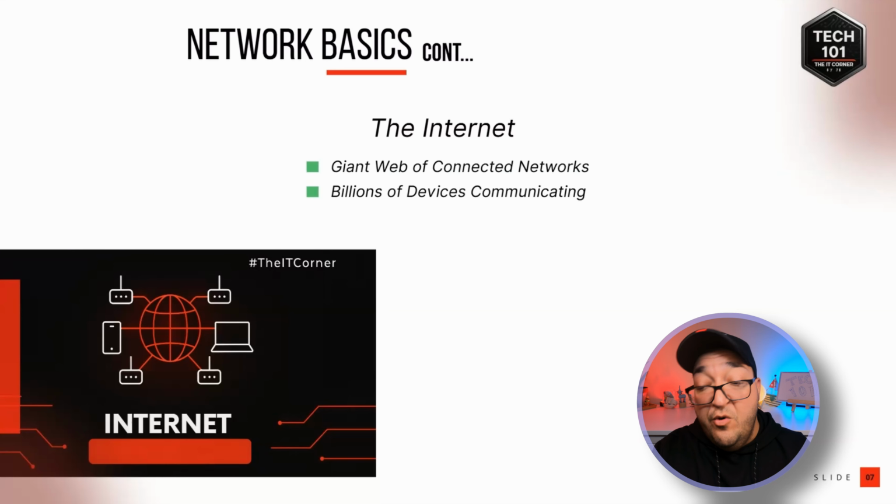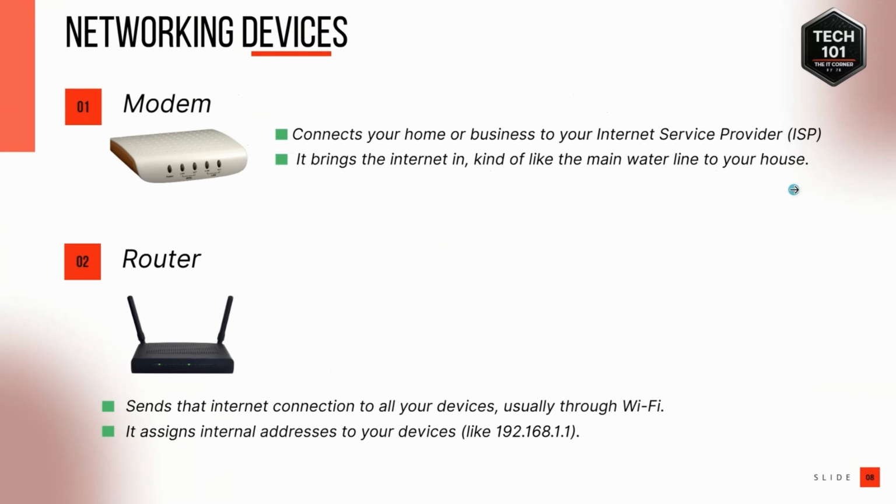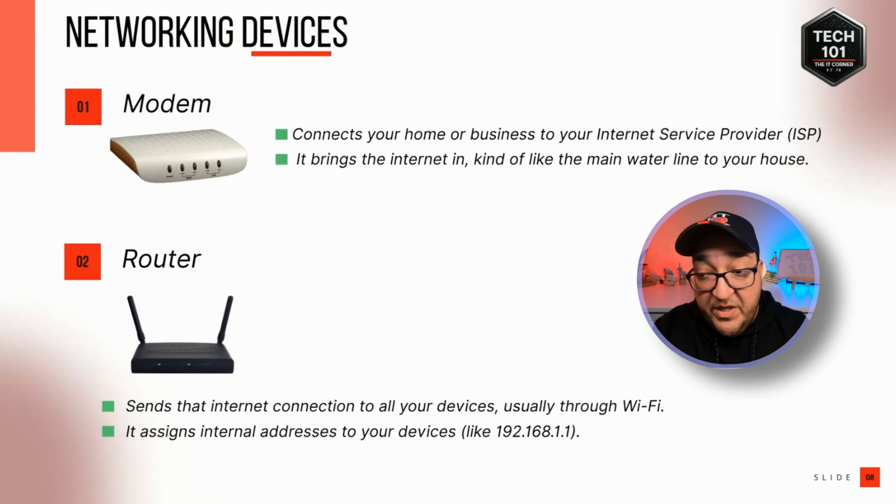So now that you know how networks work, let's talk about what makes them work. The next one here: network devices, right? Every home or business network relies on a few key devices: modem, router, and switch. That's what keeps everything together. So the modem is where the internet first enters your home or business. It connects directly to your internet service provider, or the ISP, and brings that connection inside. Think of it like the main water line that brings the internet flow into your house.